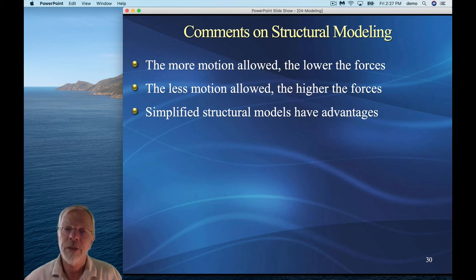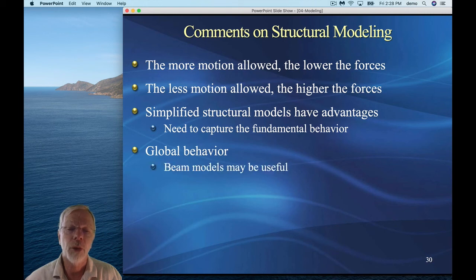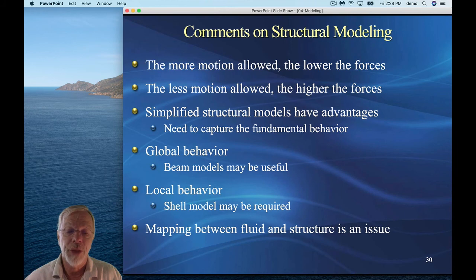Simplified structural models have advantages. Normally we want to try to make as simple a structural model as possible that's still sufficient to capture the fundamental behavior. The fundamental behavior we're most interested in global hydroelastic analyses is the global behavior. In that case, sometimes beam models may be useful, as it was for the pipe. However, if we want local response, for example, detailed stresses in the perimeter of the pipe walls, then maybe that's not going to be a sufficient model, and we would need to use a shell model for something like that.